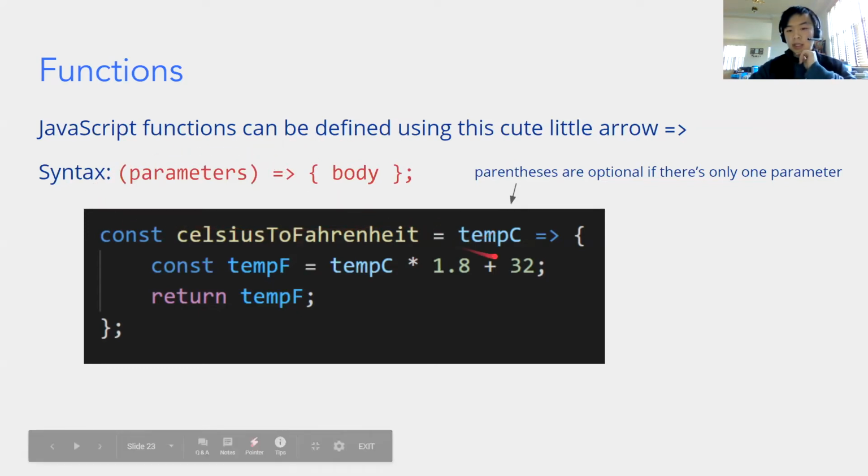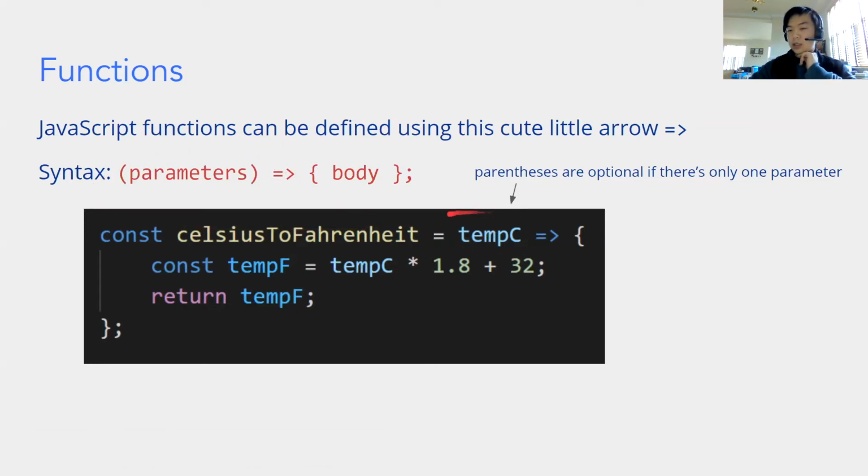So temp C is our single parameter. That Celsius temperature is our single input. If there's only one input, these parentheses don't matter, so don't worry too much about that. But here we have an input temp C, and we take it to some body here. Inside the body, it constructs a new variable, a Fahrenheit temperature, using this conversion formula, and then it outputs it, it returns it.